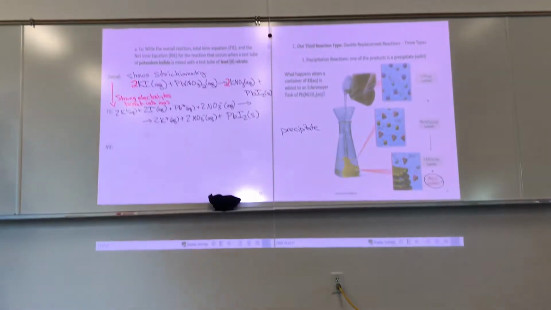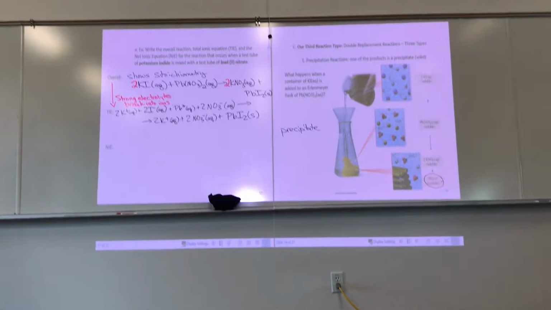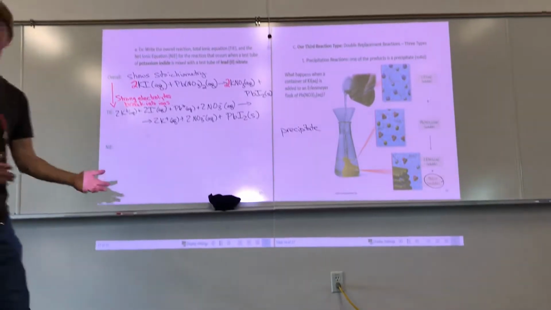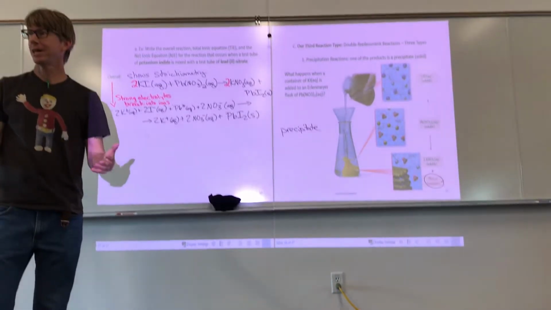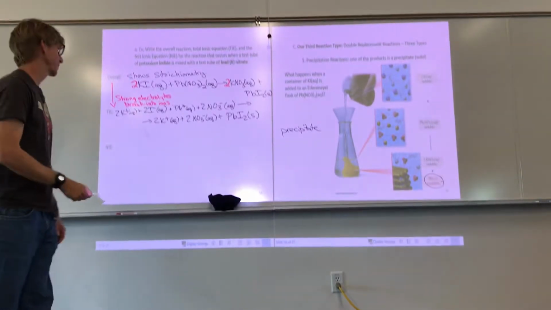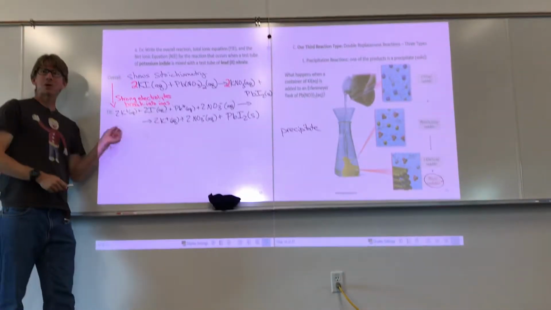Now, lead 2 iodide is an ionic compound, but it is not a strong electrolyte. Remember, the definition of any type of electrolyte is it dissolves, and lead 2 iodide doesn't dissolve. So this is the total ionic equation.